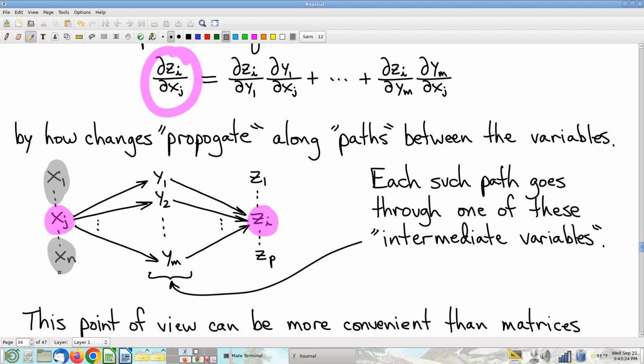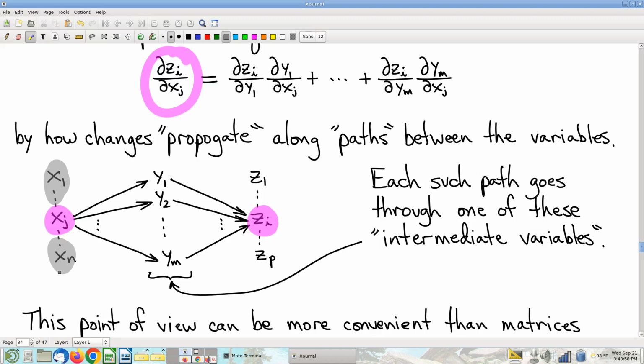And as I change xj, a lot of things are going to happen. As I change xj, y1 will change. y2 will change, y3, etc. Each one of those changes in the y's is going to make its own independent, parallel contribution to how much zi will change. So you wiggle y1, that's going to contribute to a change in zi. If you wiggle y2, likewise, that will contribute to a change in zi. And so will y3, etc., all the way on down the line.